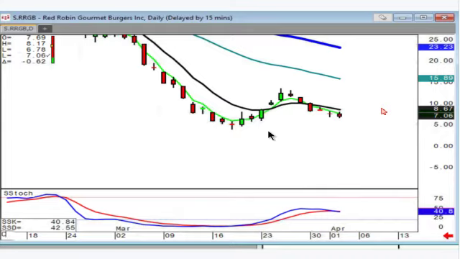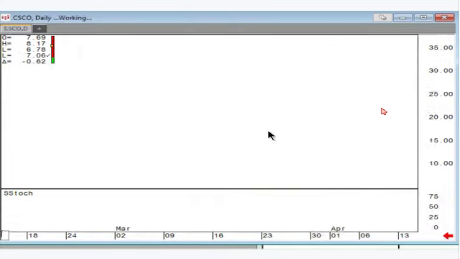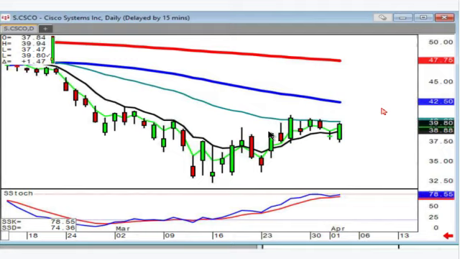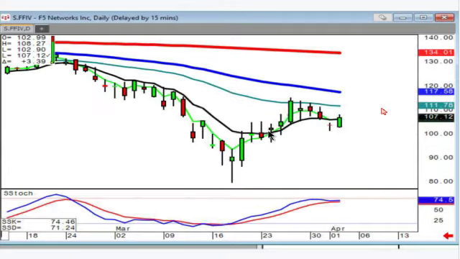Cisco, did we do Cisco? It looked like another one. If you happen to have stayed long, or if you're thinking of going long, you can buy this one on positive trading coming up through the 34. I think we did F5? Another one you can buy on positive trading, but you want to make sure it stays above the T-line.